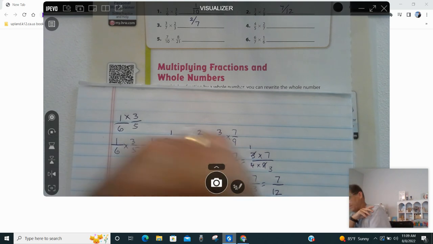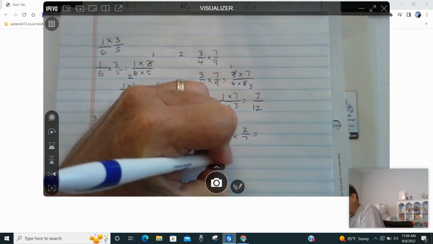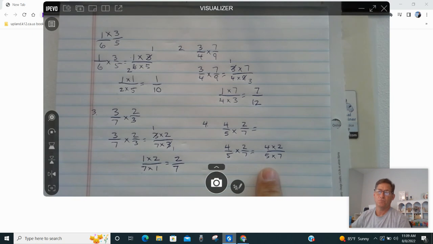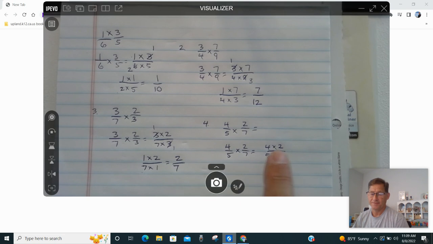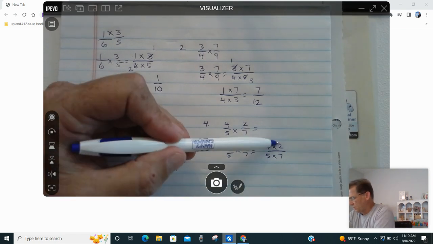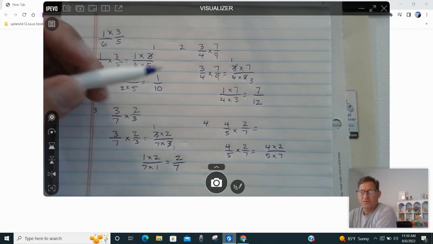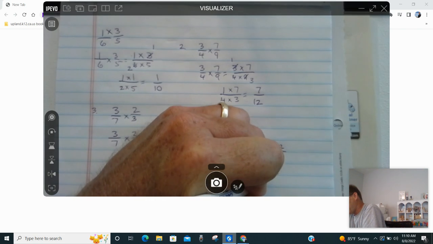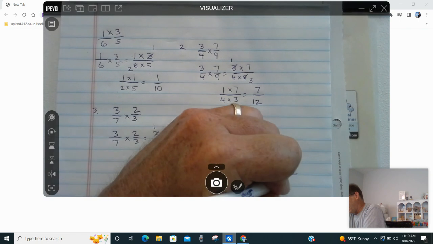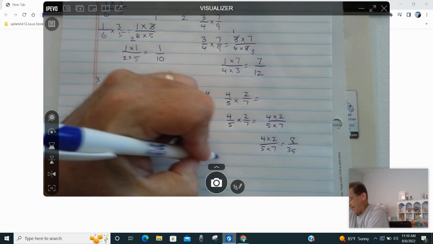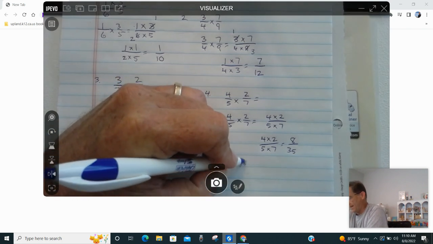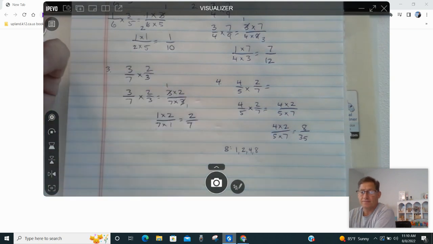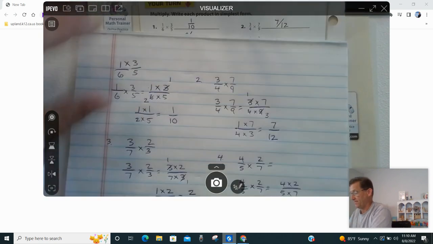4/5 times 2/7. Okay, all I've done is rewrite it so that the numerators are being multiplied together on the top, and 5 times 7 in the denominator. Well, 2 is not a factor of 5 or 7, so we can't reduce there. 4 is not a factor of 5, nor is it a factor of 7, so we can't simplify this one at all to start. So 4 times 2 is 8, and 7 times 5 is 35. Okay, well, the only factors of 8, just to confirm, are 1, 2, 4, and 8, right? Well, the only common factor that 8 has in common with 35 is 1. So it's already in simplest form, 8/35.